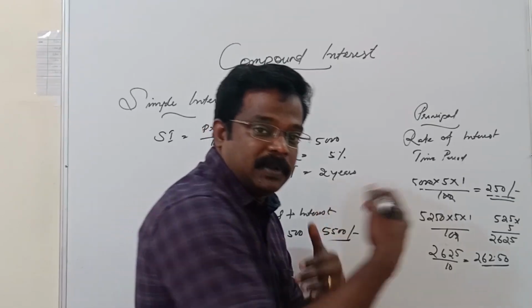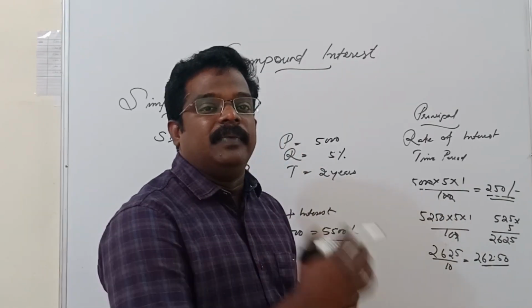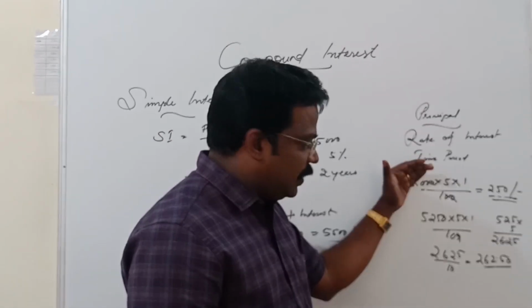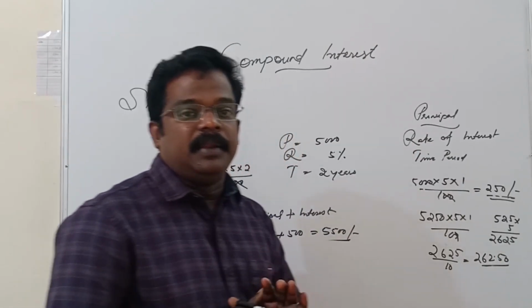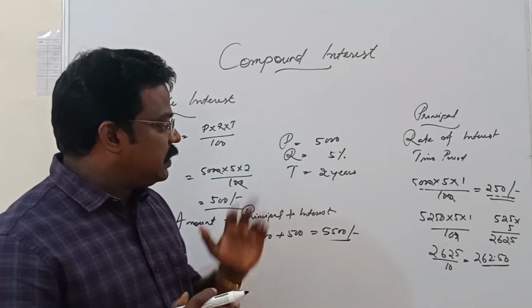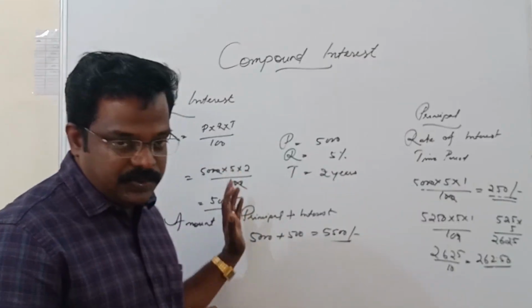That will be the principal for the third year. So this will vary every year. That will increase every year. So in this way, when we calculate interest, that is called compound interest. Okay, so that is the difference between these two.